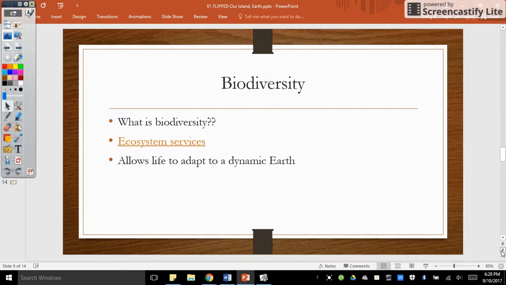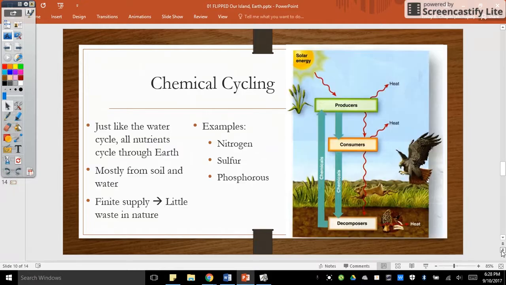So all of those things are ecosystem services. And biodiversity is going to allow life to adapt because there is going to be a greater gene pool if you have higher amounts of biodiversity.